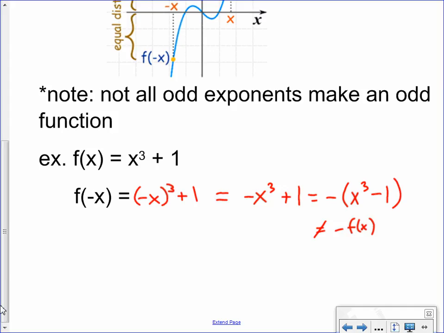Okay, so let's apply this to trig. Sine, cosine, one's even, one's odd, right? Let's take a look at it. Here we go. Does anyone still copy it? We're good? Okay, I'll wait.